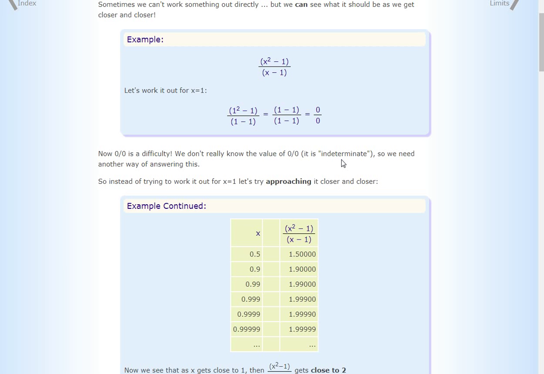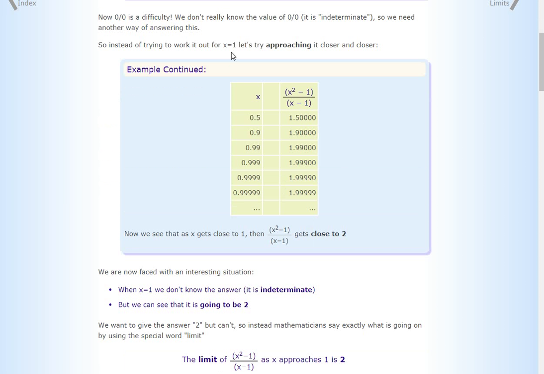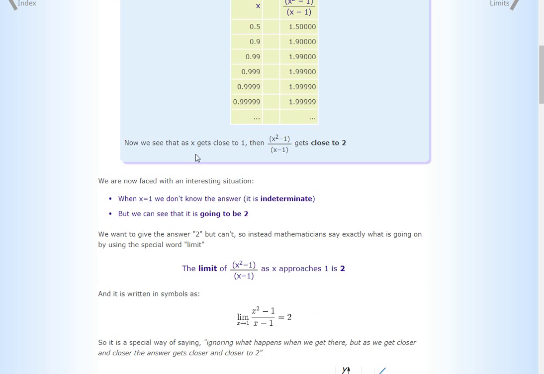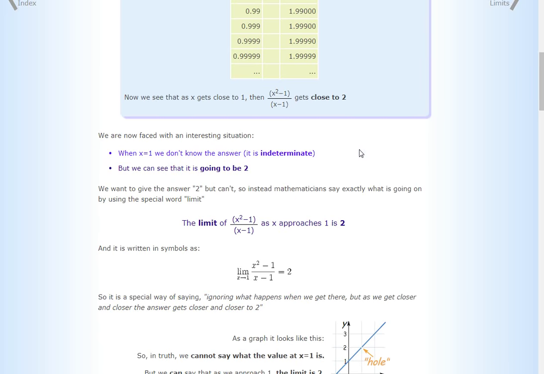So since we don't really know what the value is, we have to find another way to answer this. So instead of trying to plug in 1 and see what we get, we are going to approach it closer and closer. So for my input values, I'm plugging in values that are getting closer and closer to 1. And then if I look at my y values, it looks like my y values are getting closer and closer to what number? Closer and closer to 2. So now you can see that as x gets close to 1, your x squared minus 1 over x minus 1 gets close to 2.